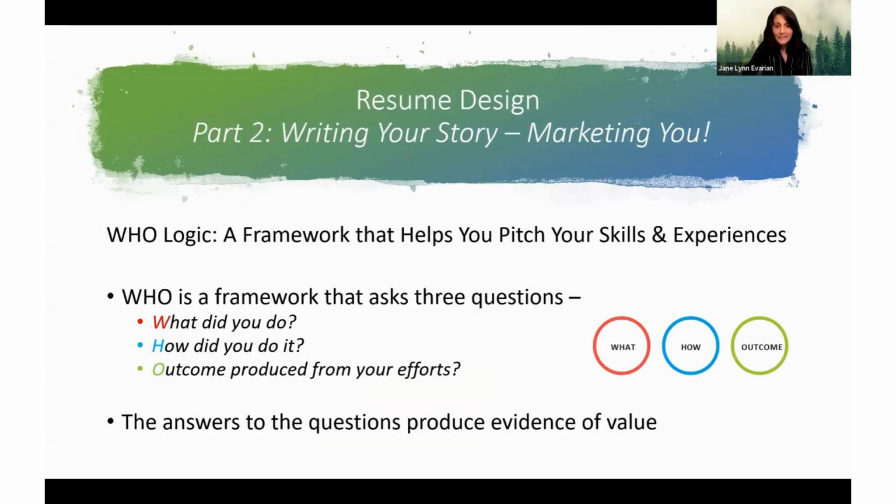And all Who is a series of three questions that you ask yourself when you're thinking about experiences that you've had. So you think about, what did I do? How did I do the work? Meaning, what skills did I use? What methods or strategies did I use to get that work done? That's the how. And the outcome produced from your efforts. So that could be like the impact, the contribution, the results. Sometimes an outcome is just your learning. You've increased your learning about something. But the answers to the questions produce evidence of value. It's all about the how and the outcome.